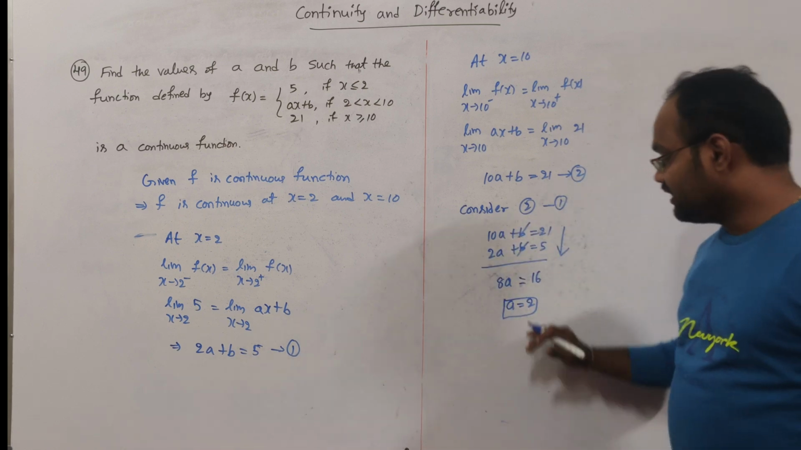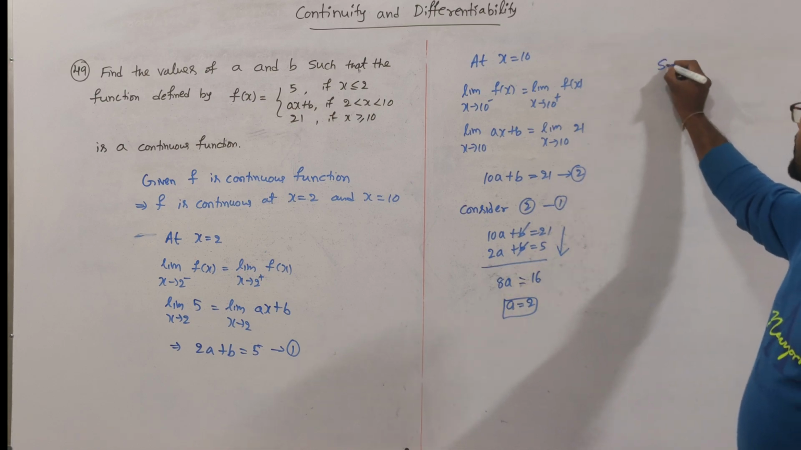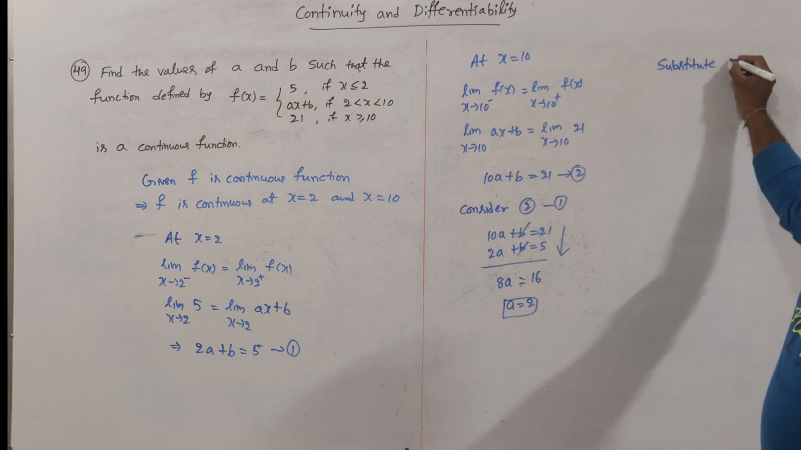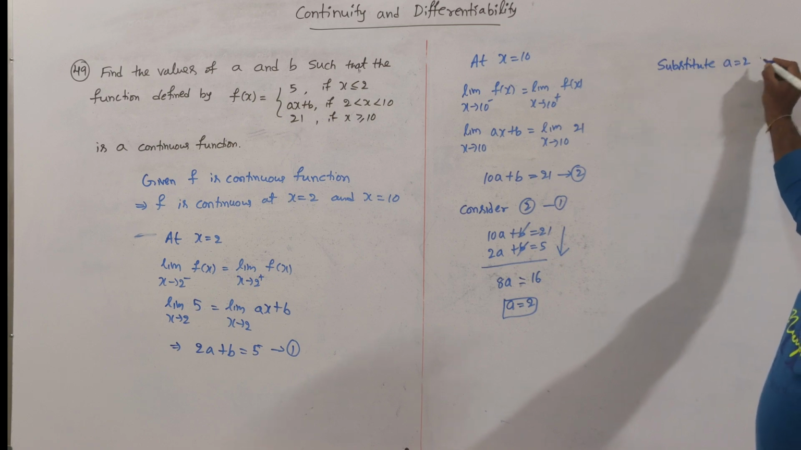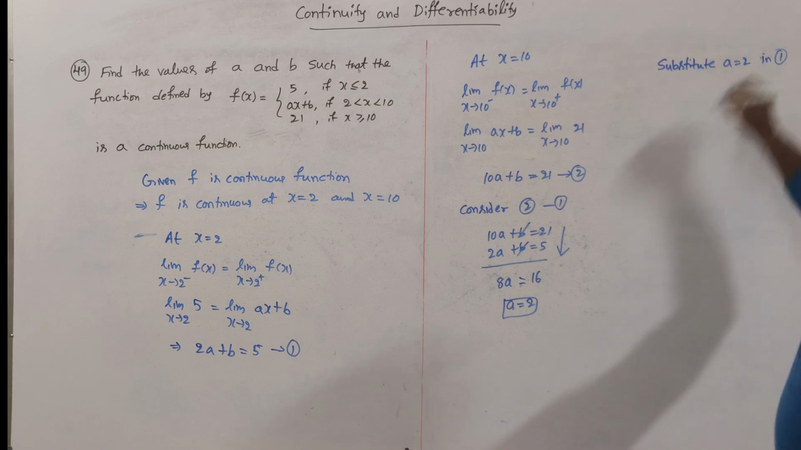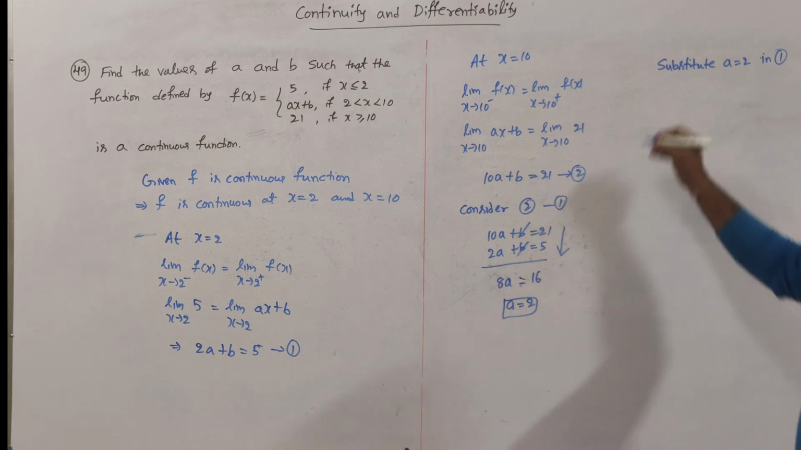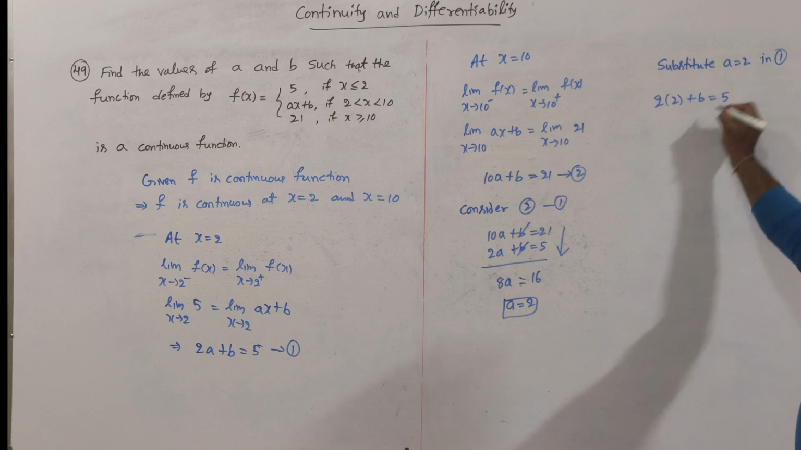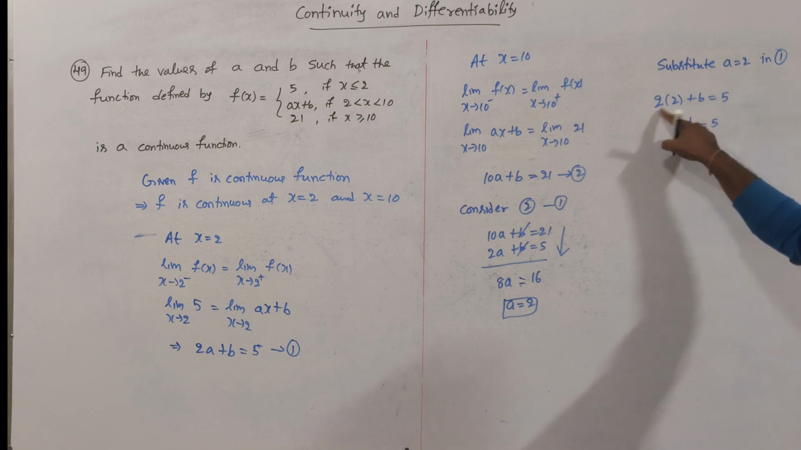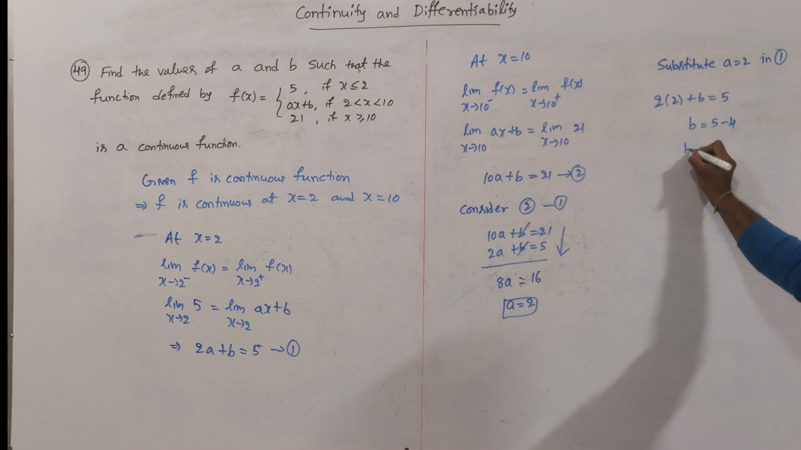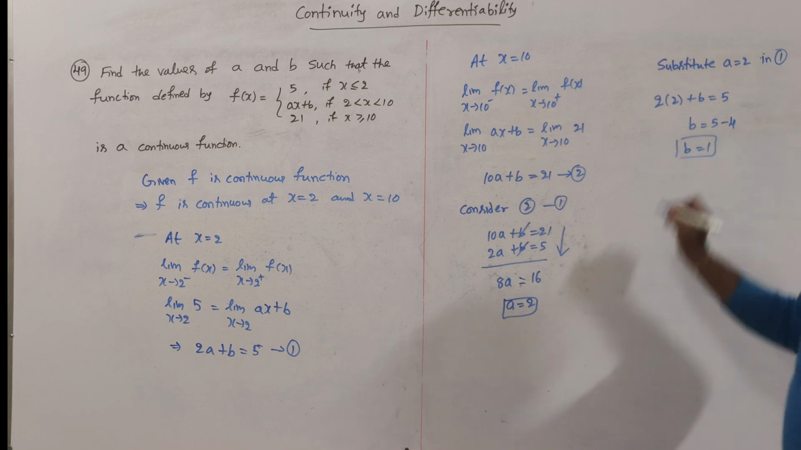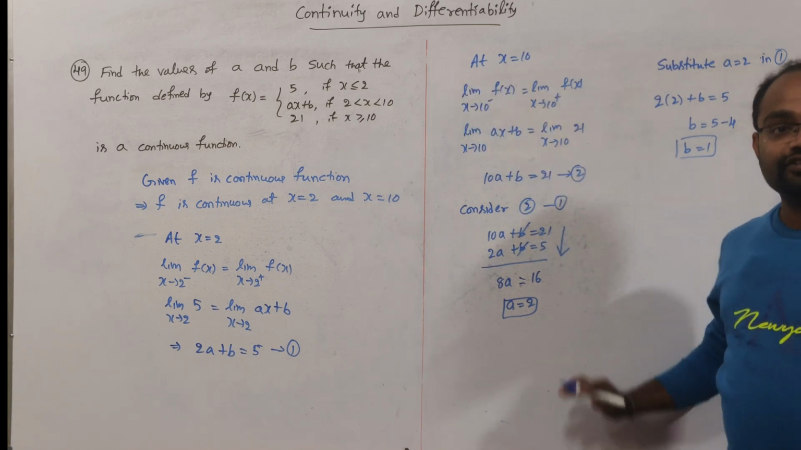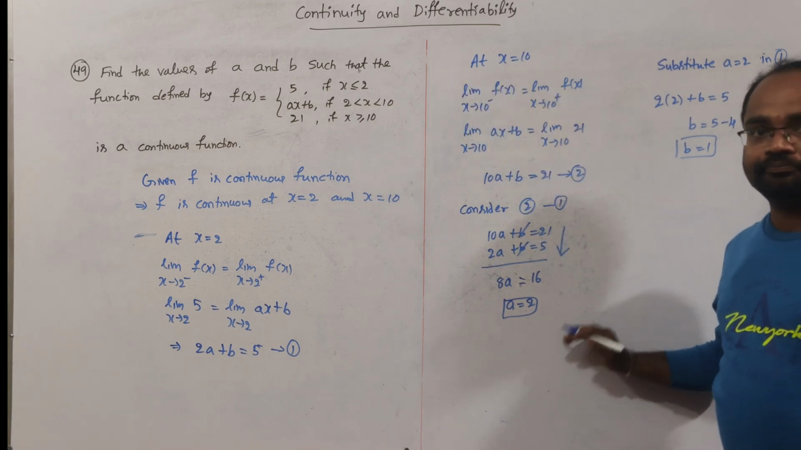Substitute in any equation. I will substitute in equation 1. Substitute a equal to 2 in equation 1. What do we get? a equal to 2 gives 2 into 2 plus b is equal to 5. So b is equal to 5 minus 4. So b is equal to 1. So these are the required values of a and b if the given function is continuous, right?